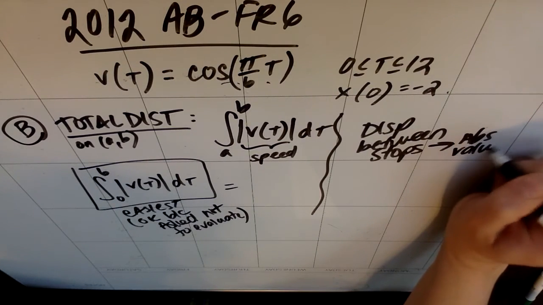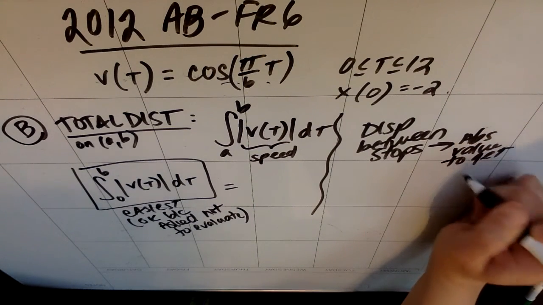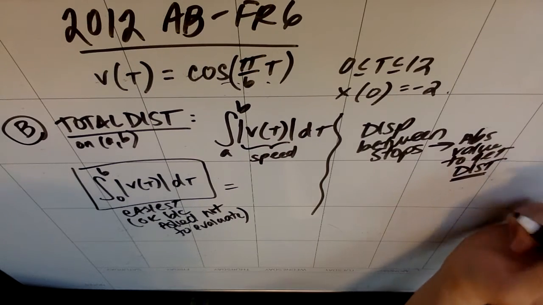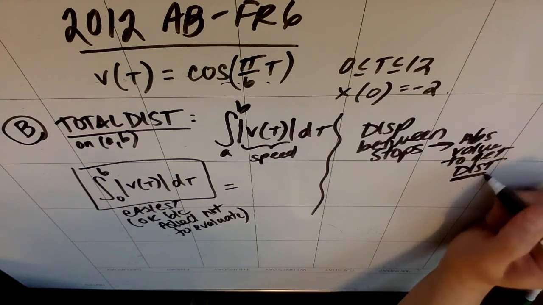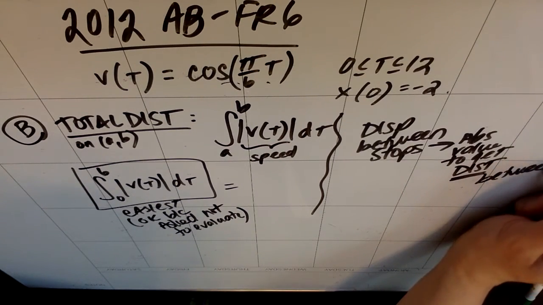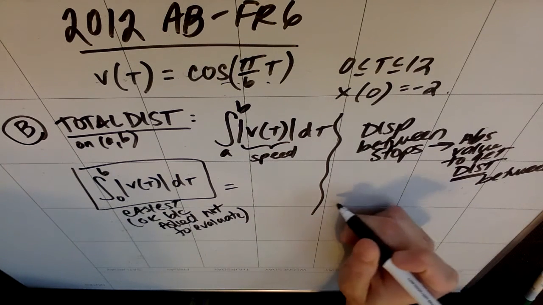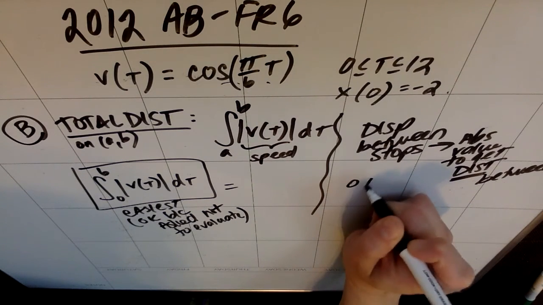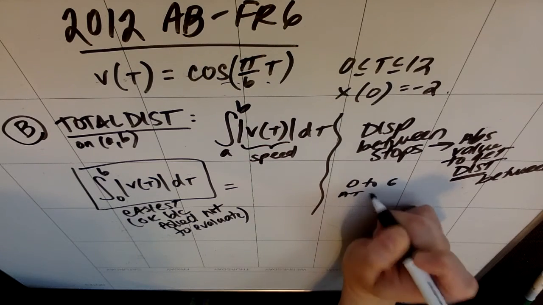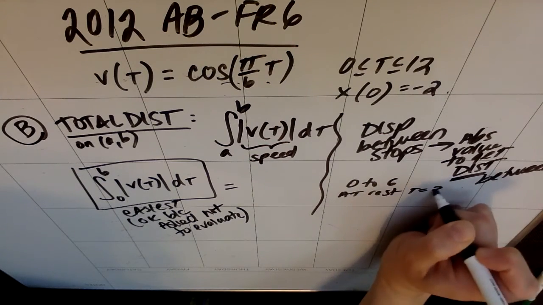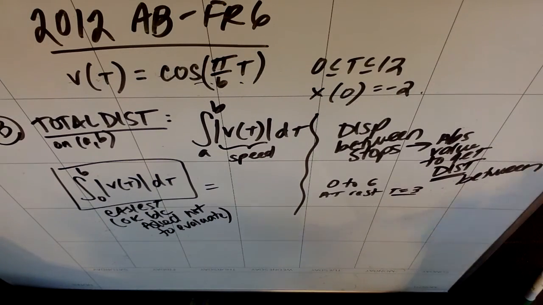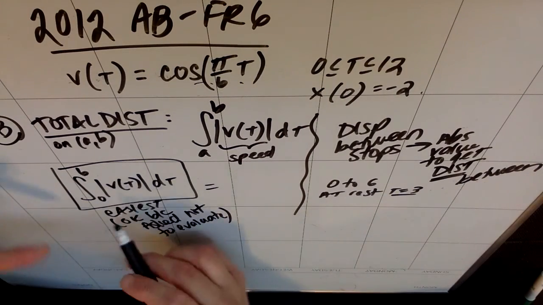Absolute value it to get the distance between stops, right? So in this problem, my stops were at 3 and 9. If I want from 0 to 6, I was only at rest at t equals 3. There was another spot I was at rest, it was t equals 9. But in this problem, the only spot that I was at rest from 0 to 6 was 3.